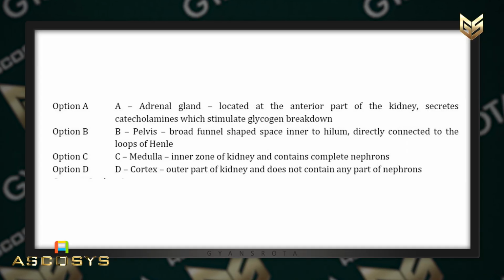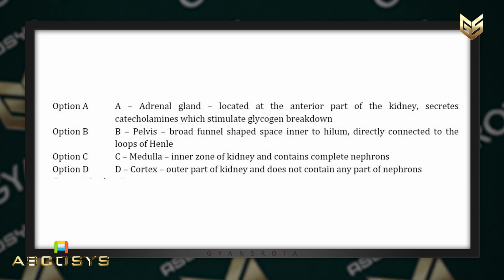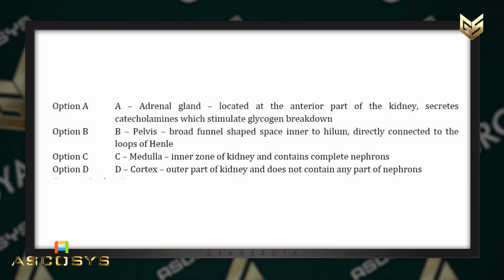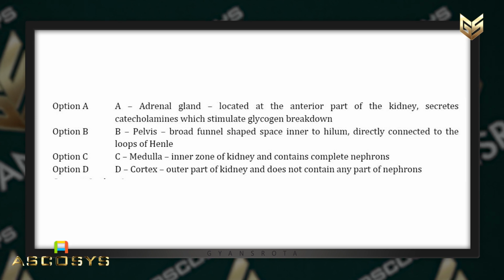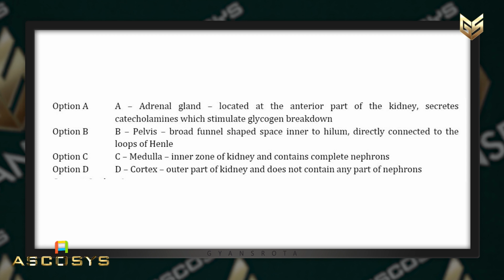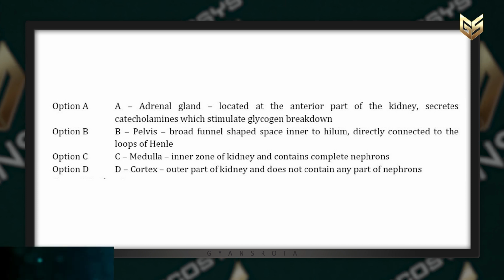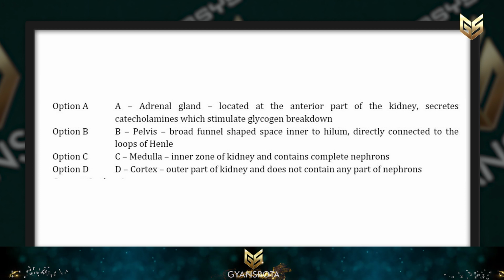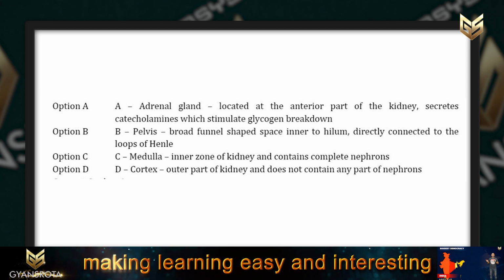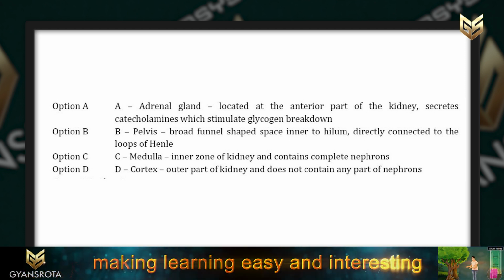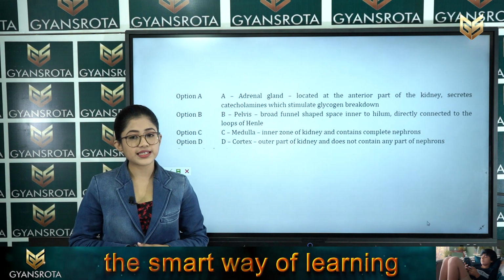Option number A, label A denotes the adrenal gland, which is located at the anterior part of the kidney, and it secretes catecholamines which stimulate glycogen breakdown. Next, option number B, that is B is the pelvis. It is the broad funnel-shaped space inner to the hilum and directly connected to the loops of Henle. Option number C, label C denotes the medulla, which is the inner zone of the kidney and contains complete nephrons. Option number D, D denotes the cortex, which is the outer part of the kidney and does not contain any part of the nephrons. So what is the correct answer?